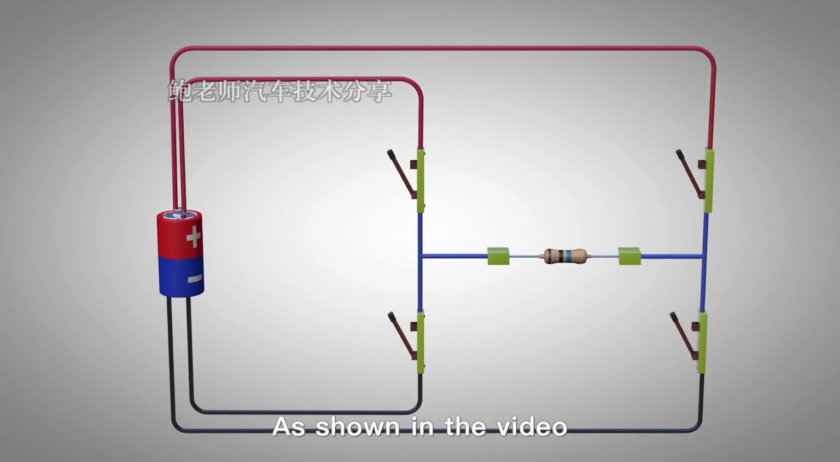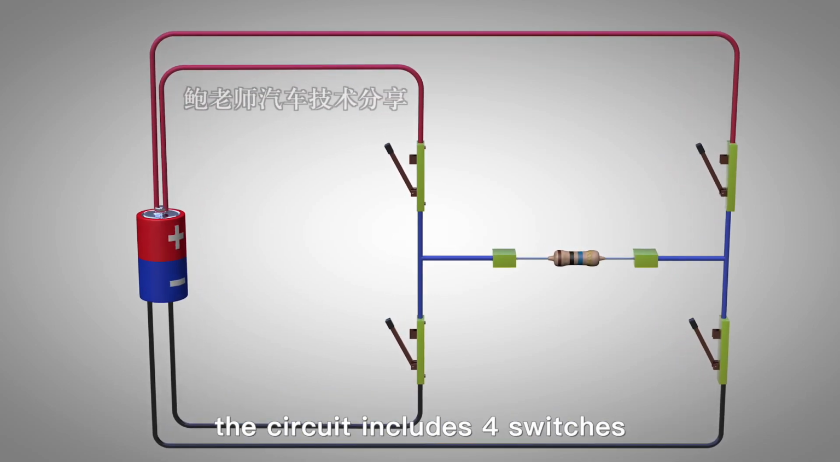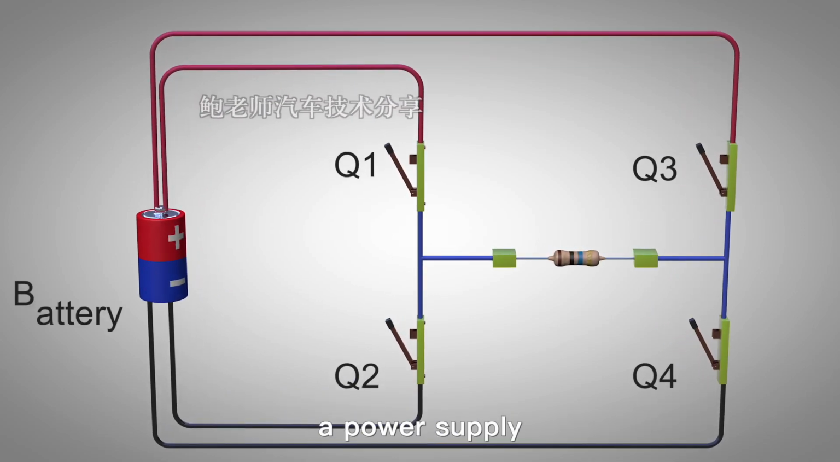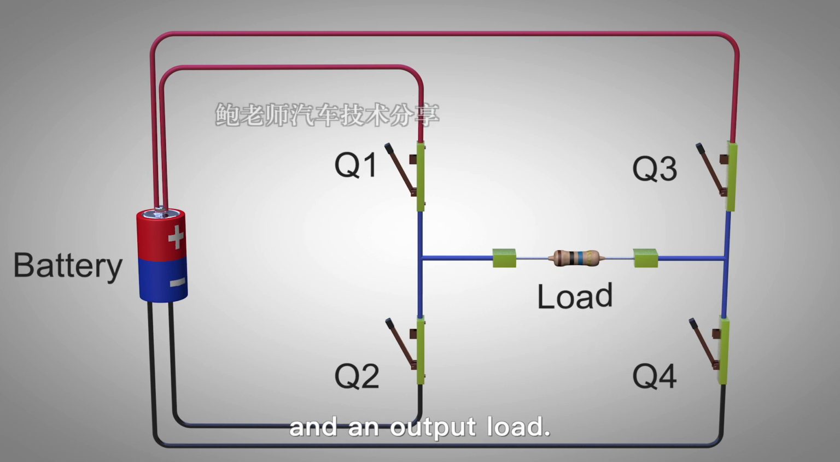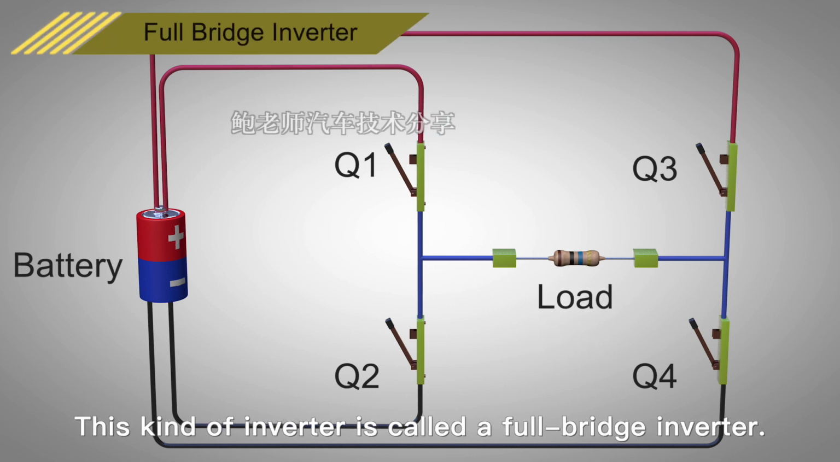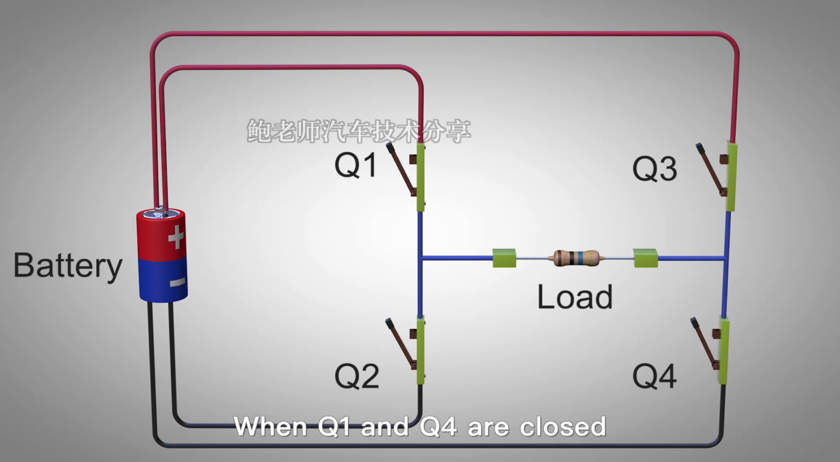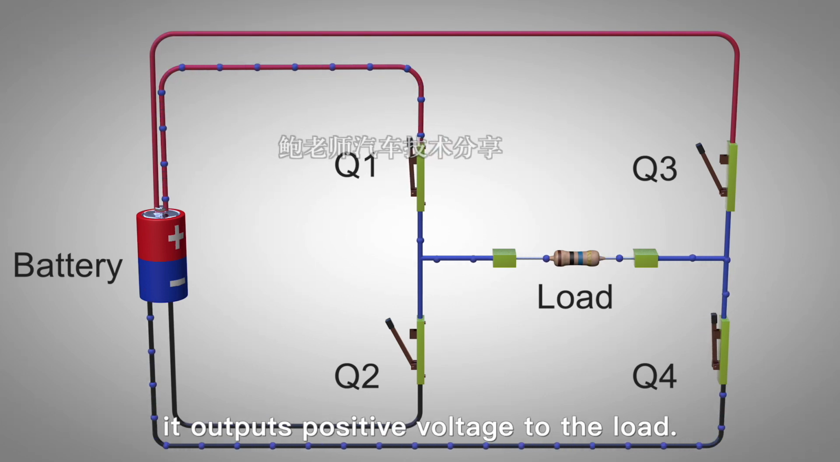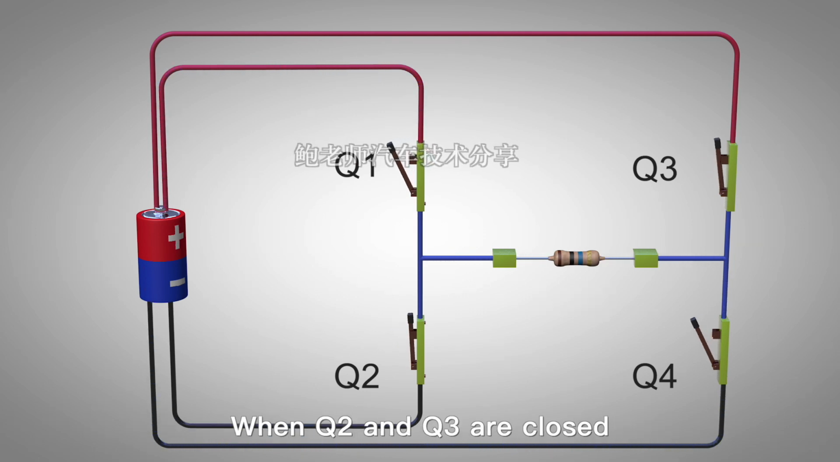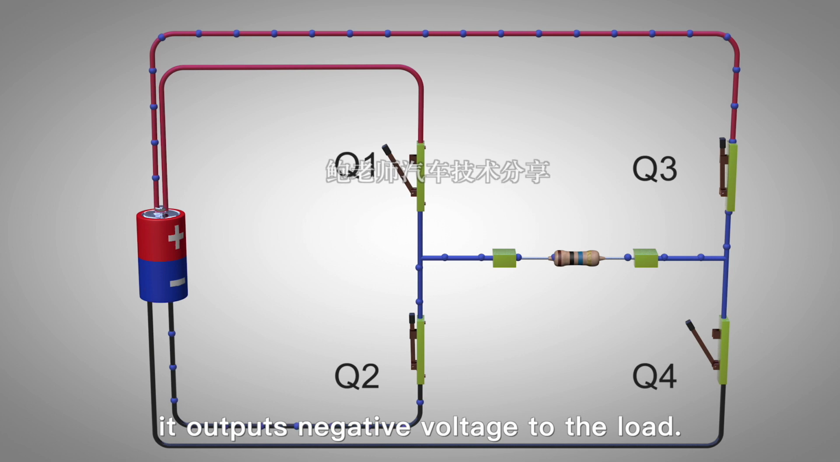As shown in the video, the circuit includes 4 switches, a power supply, and an output load. This kind of inverter is called a full bridge inverter. When Q1 and Q4 are closed, it outputs positive voltage to the load. When Q2 and Q3 are closed, it outputs negative voltage to the load.